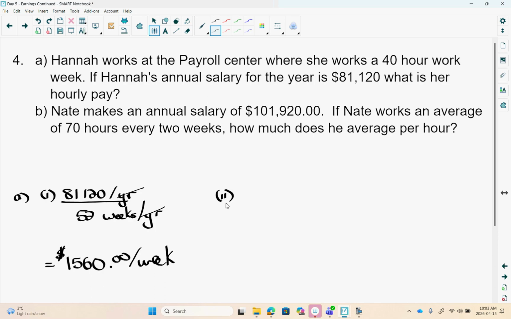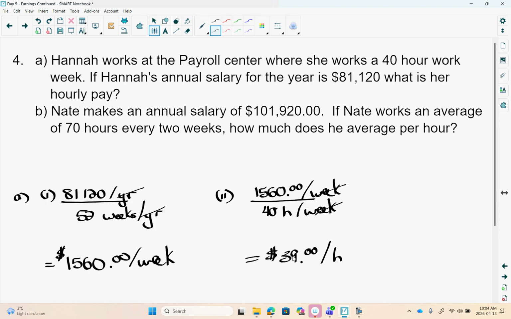What's step 2? What do I do with the $1,560 per week? I divide it by what? The hours. I divide it by 40 hours per week. And that gets rid of the weeks. And it leaves an amount per hour. 1,560 divided by 40. And I got $39 per hour. Please put your units in when you're doing these. Like, tell me it's money and tell me it's per hour. And then you could write a little sentence, Hannah makes $39 an hour.